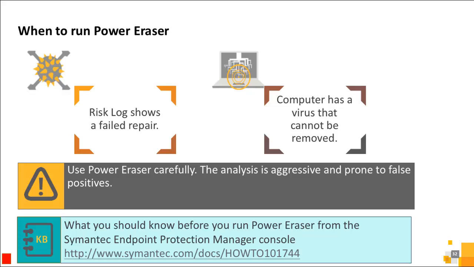Regarding Solucell's plan to run Power Eraser if detections reoccur, use Power Eraser when the risk log shows a failed repair and recommends that you run Power Eraser. You may also run Power Eraser when a computer appears to have a severe infection. It is important to note that the analysis is more aggressive than your typical virus scan. It can be prone to false positives, so use Power Eraser carefully. For more information on Power Eraser, see the KB listed on the slide.